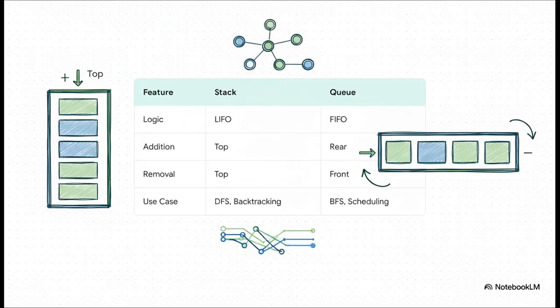And this table sums it all up perfectly. You can see the logic side by side, LIFO versus FIFO. But look closer at the operations. For a stack, everything happens at one end, the top. But for a queue, it's a two-way street. You add to the rear and you remove from the front. That simple mechanical difference is what creates their totally unique behaviors.